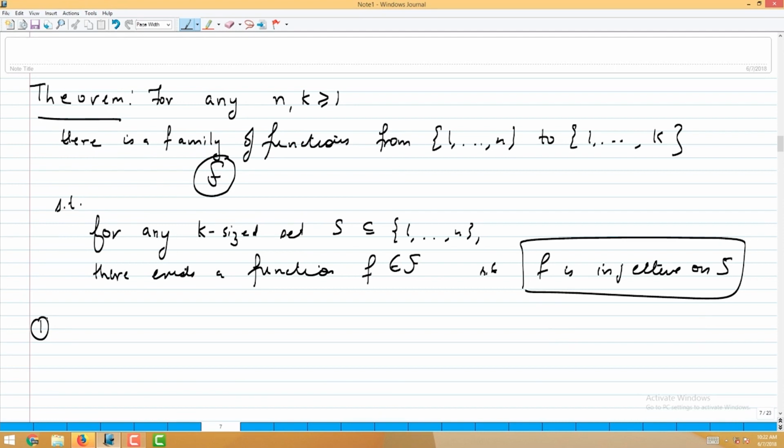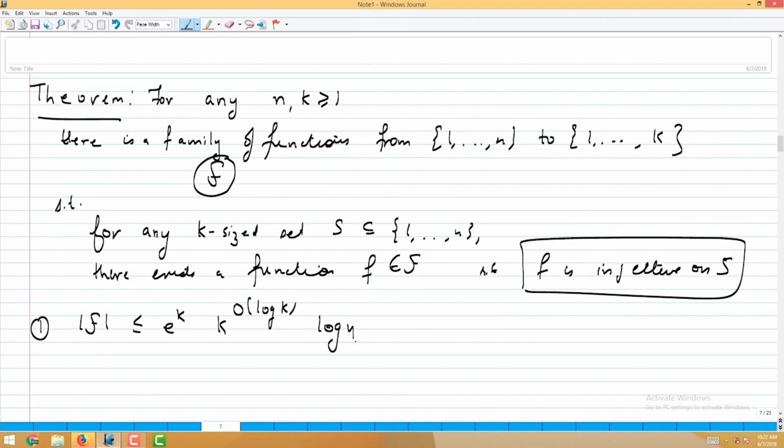The family that I proposed was the family of all functions from 1 to n to 1 to k. What will be the size of this family? How many functions are there from the set 1 to n to 1 to k? k power n. So the size of the family that I gave you is k power n. The good thing about this theorem is that it says there is such a family of size some e power k something. The numbers are not important. Look at it asymptotically.